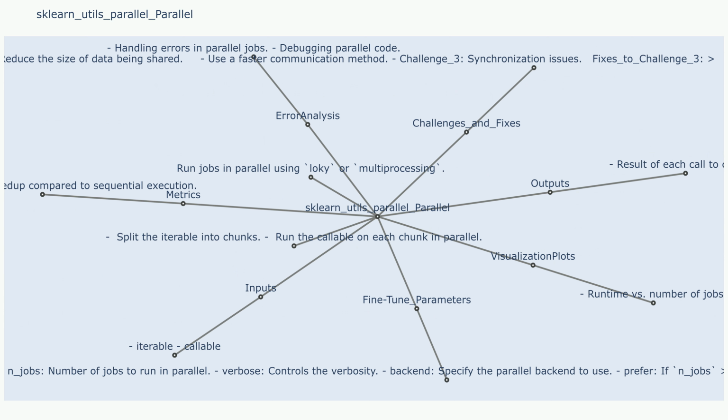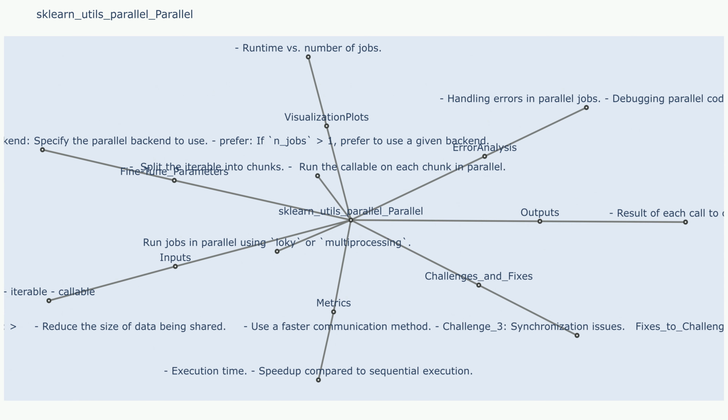Outputs. Results: a list containing the results of each task executed in parallel. Steps. The Parallel class accepts a function, func, and a sequence of input data, iterable, as input. It divides the input data into chunks and assigns each chunk to a separate worker process or thread, depending on the chosen backend. The worker processes or threads execute the specified function on their assigned chunks. Upon completion, the results from all workers are gathered and returned in a list.